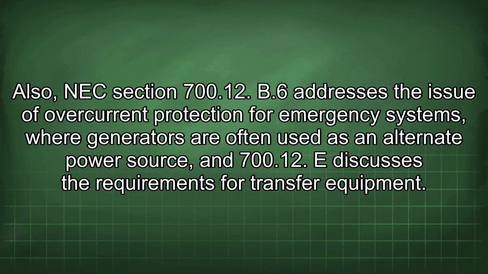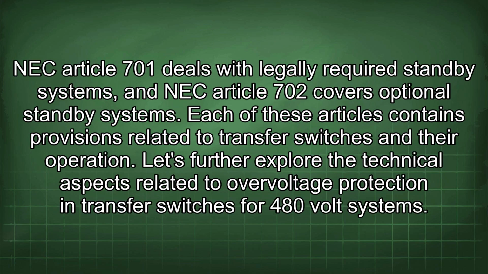Also, NEC Section 700.12(B)(6) addresses the issue of overcurrent protection for emergency systems, where generators are often used as an alternate power source, and 700.12(E) discusses the requirements for transfer equipment. NEC Article 701 deals with legally required standby systems, and NEC Article 702 covers optional standby systems. Each of these articles contains provisions related to transfer switches and their operation.